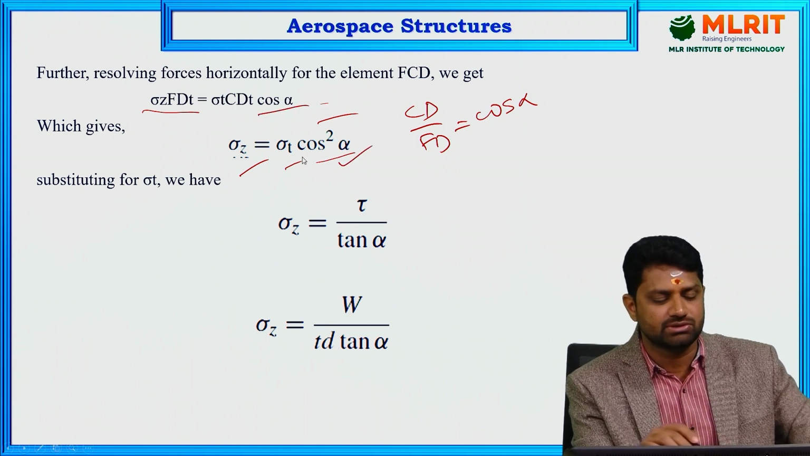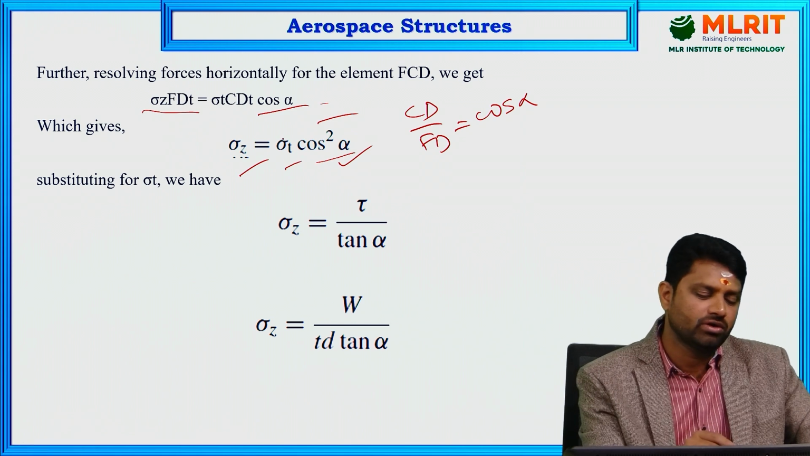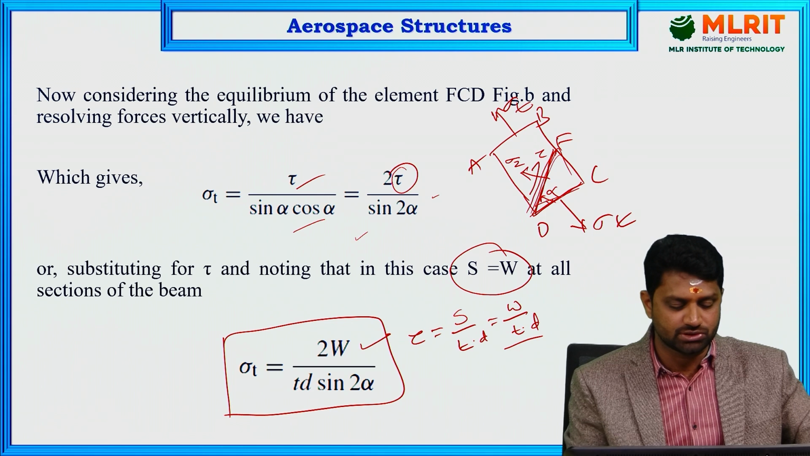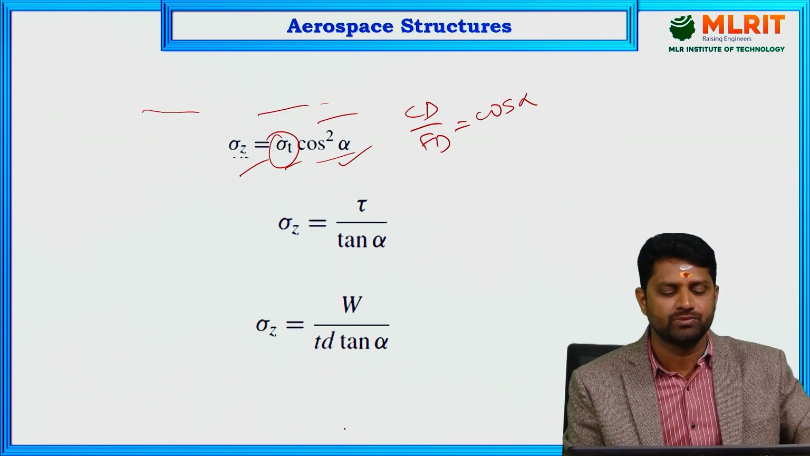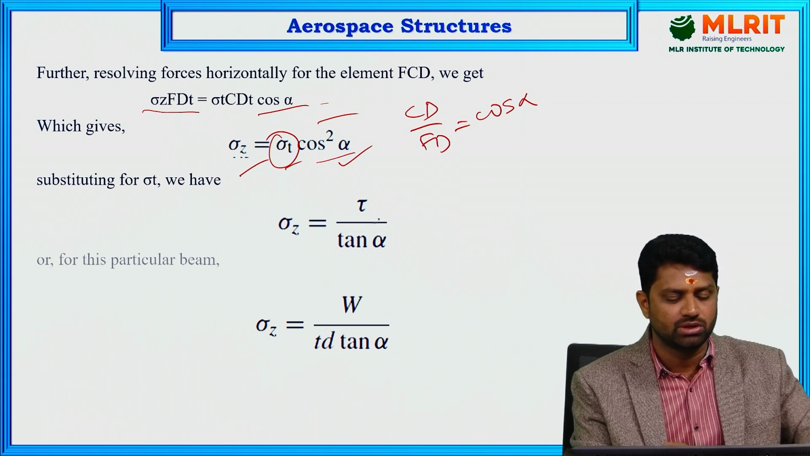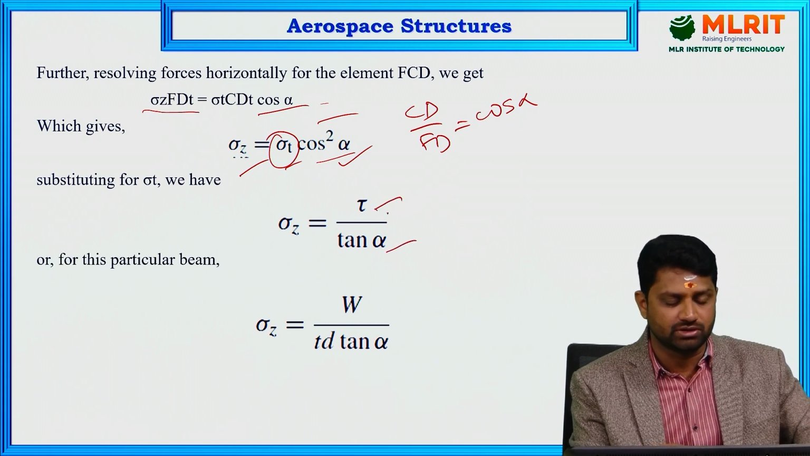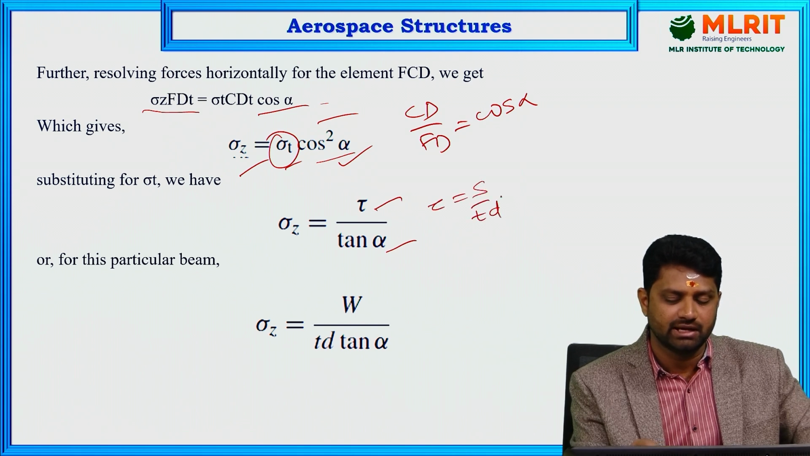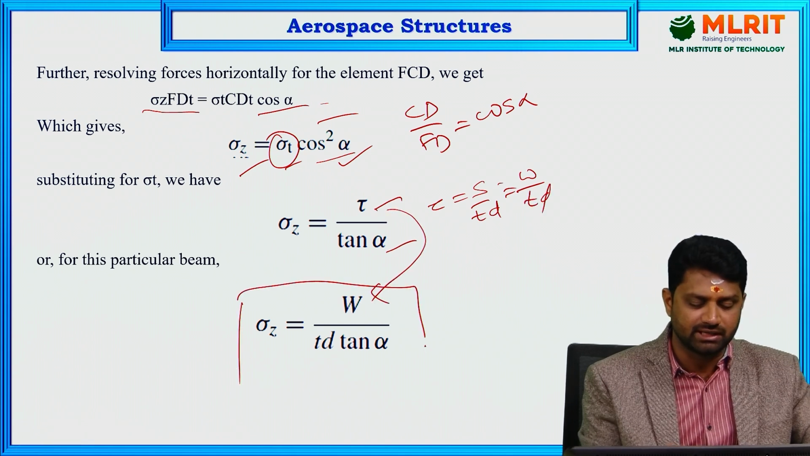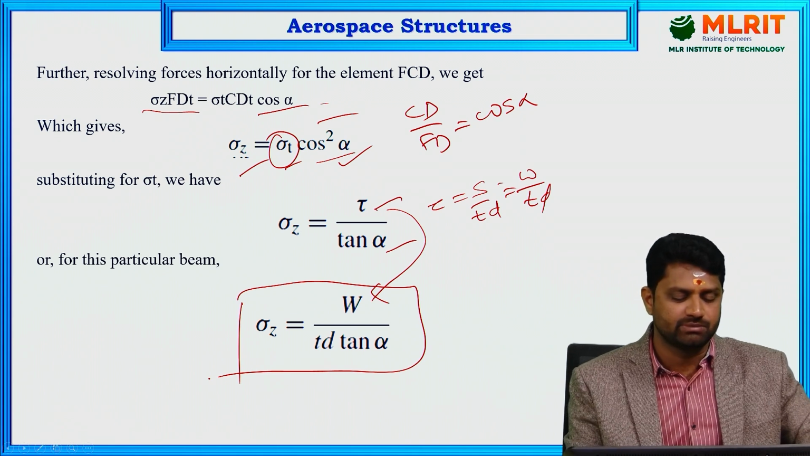So sigma z equals sigma T into cos squared alpha, and we already know the value of sigma T from the previous slide, that is sigma T equals 2W by t d into sin 2 alpha. Substituting here, you get sigma z equal to tau by tan alpha, and tau can again be substituted as S by t d, and S as W, so you get sigma z, the direct stress on plane FD. Sigma z you can calculate as W by t d into tan alpha.